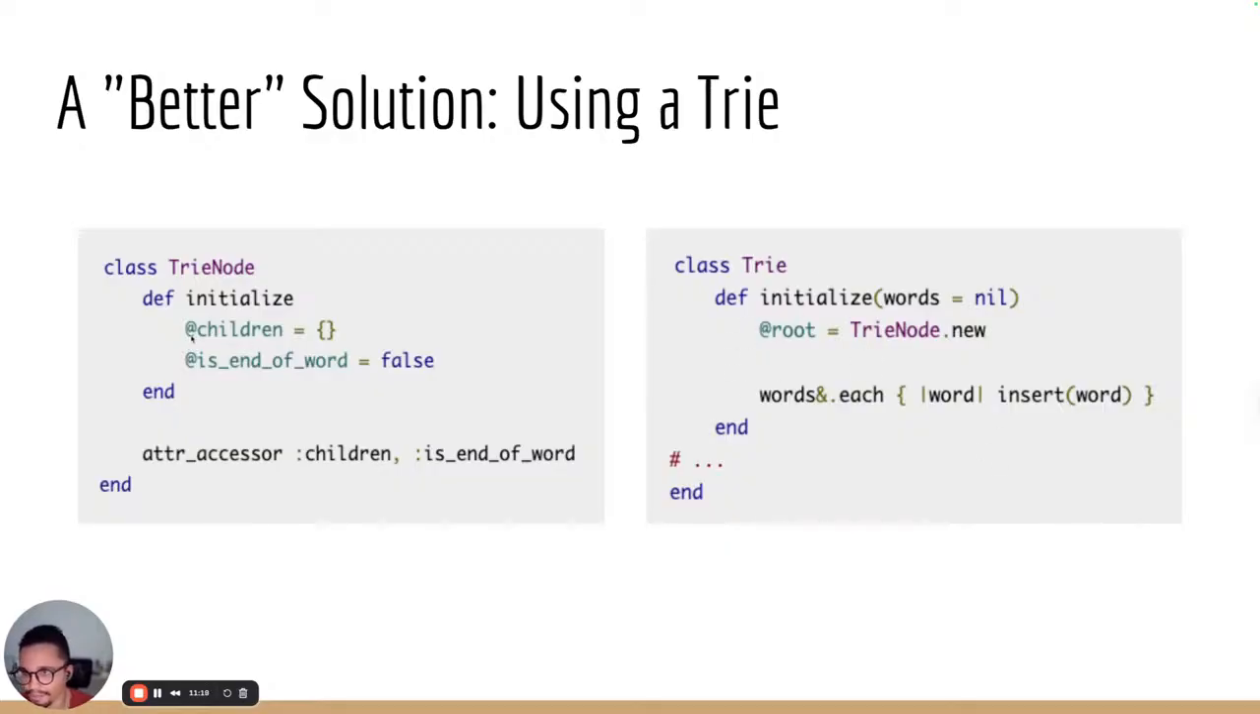We need to have a class that defines a trie node, the node that will compose a trie, and we only have to initialize children, which is a hash. And is_end_of_word is a flag to identify if you have already inserted all the characters of the word, right? In the trie class, which is composed of trie nodes, we have a root here and the words that we need to insert in this trie, right?